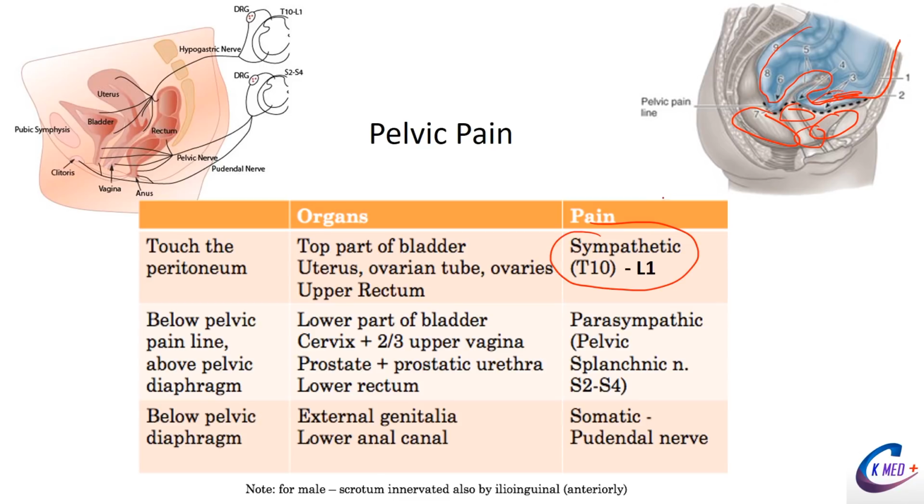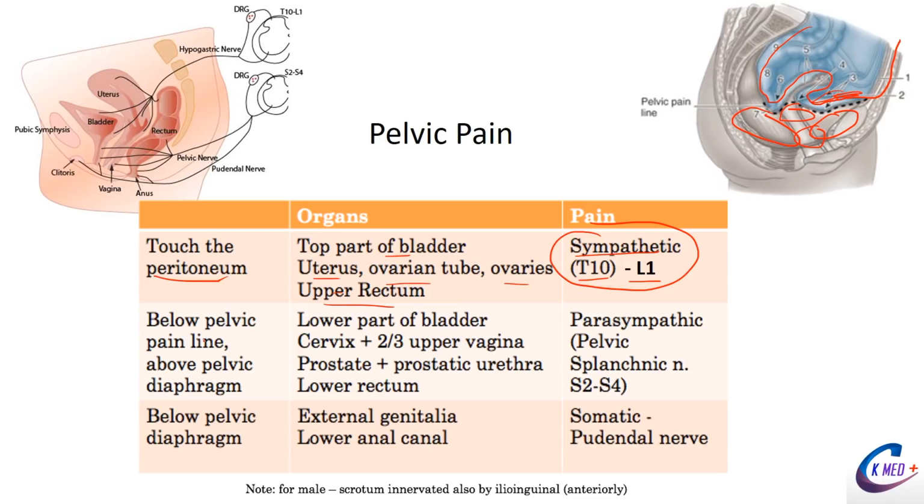Same thing for abdomen. In abdomen, if you have pain of organs, it's going to be traveling back with your sympathetic fibers, and these are known as your visceral afferents. Visceral afferents are your sensory fibers that are organized with your sympathetic fibers. And so T10 to L1 are the ones that are covering this area, the pelvic pain line. Those are things that are touching peritoneum: top of the bladder, uterus, fallopian tubes, ovaries, and upper rectum and sigmoid colon as well.